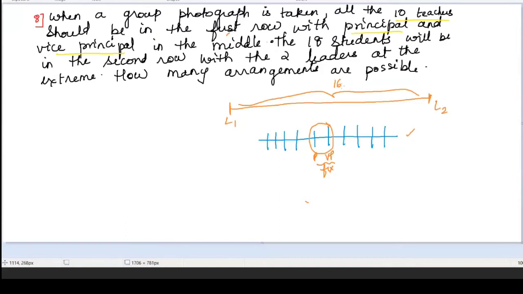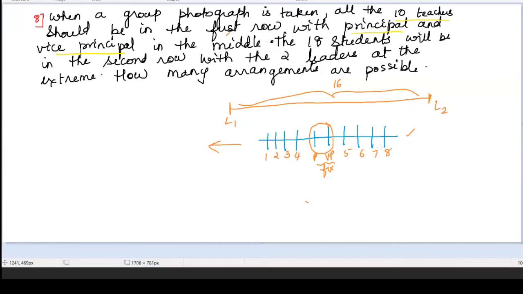Okay, so now let us speak about the arrangements. First, let us see the first row. In the first row, how many teachers can you find? 1, 2, 3, 4, 5, 6, 7, 8. Remember, the principal and vice principal can't change their places, so I put that fixed. I put them in one circle there.